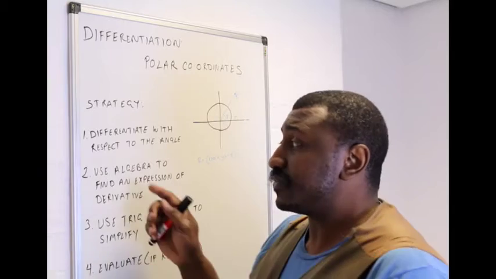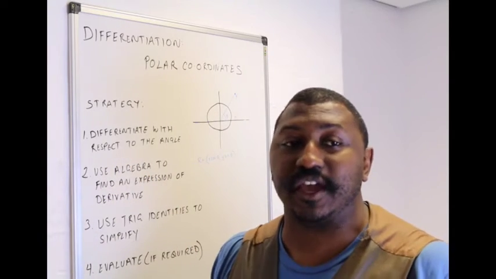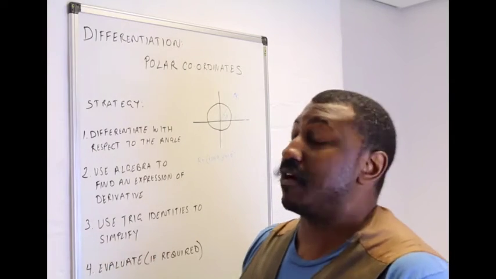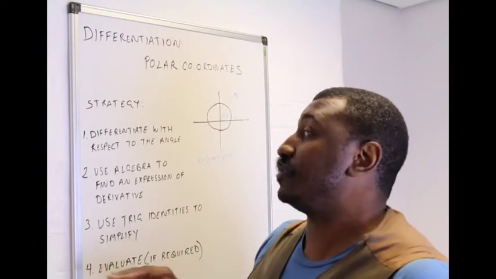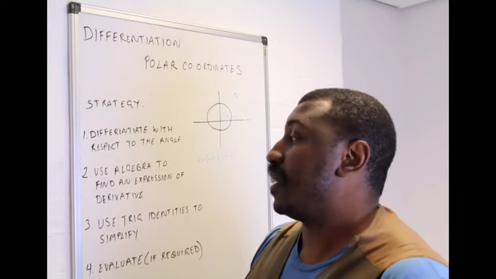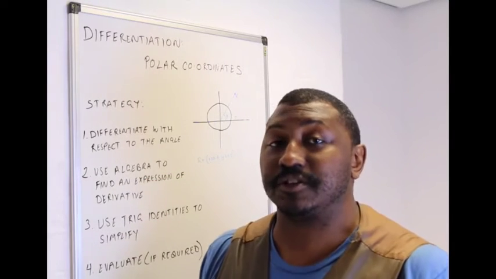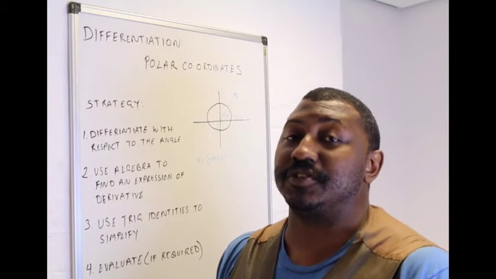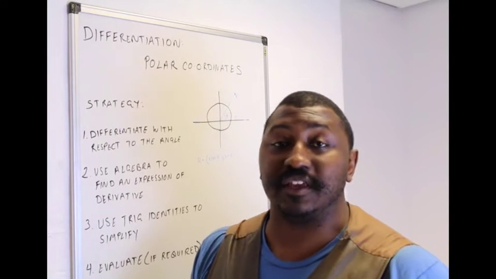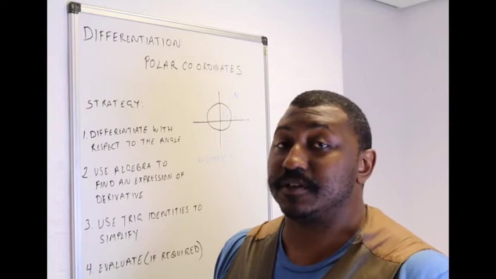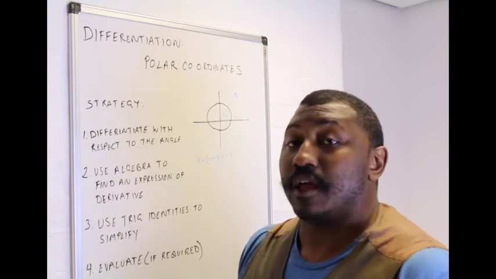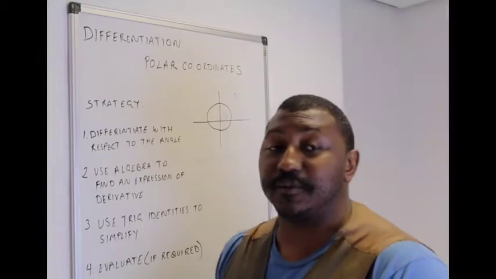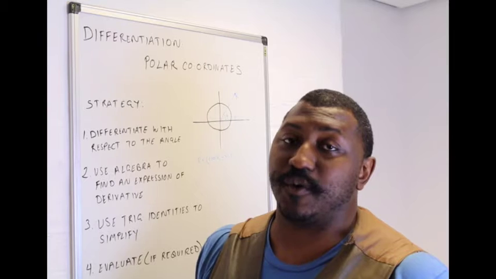So the first one is, with both equations, we need to differentiate with respect to the angle. Now in most textbooks you find it called theta, you might find it called anything else, but the main thing is we need to differentiate with respect to that. The second thing we need to do is use our algebra to manipulate the equations that come out so that we find the correct relationship that we need. For the most part we need dy by dx, but it may be something else, depending on what your needs are. The third thing we need to do is use our trig identities to simplify. And the last thing we need to do is evaluate if it's required.